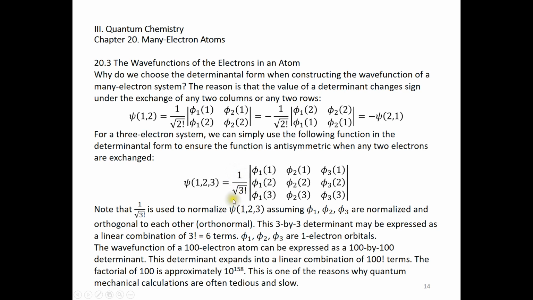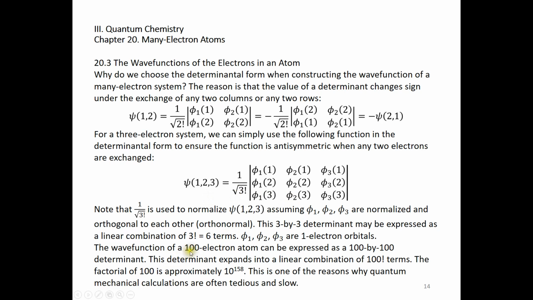1 over the square root of 3 factorial is the normalization factor, just because if you expand this, we get 3 factorial terms. And then we need to ensure the squared modulus of psi has an integral value of 1. So that's why we need to have 1 over the square root of 3 factorial here.